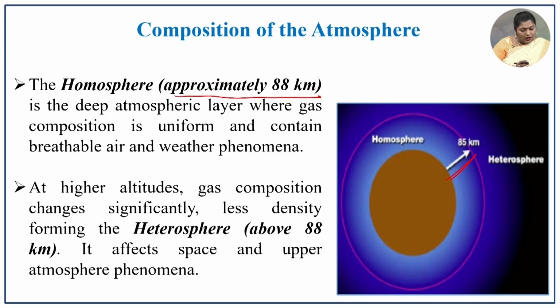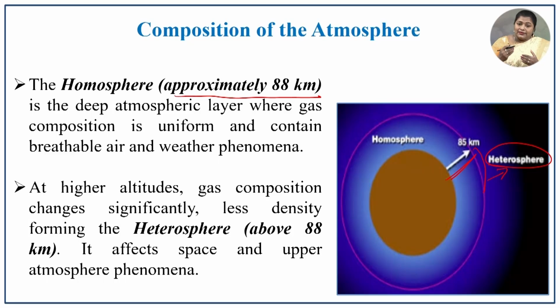And then the next one is the heterosphere. The heterosphere is above this homosphere. So till here it's the homosphere, then comes the heterosphere. It is at a higher altitude, and the gas composition changes significantly in this layer, and it has a less dense formation. It affects the space as well as the upper atmospheric phenomena.